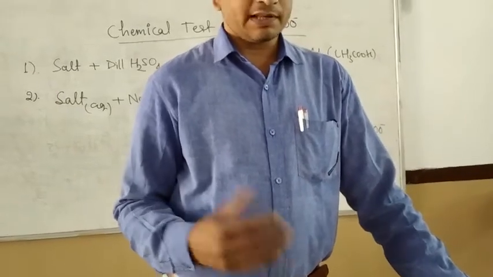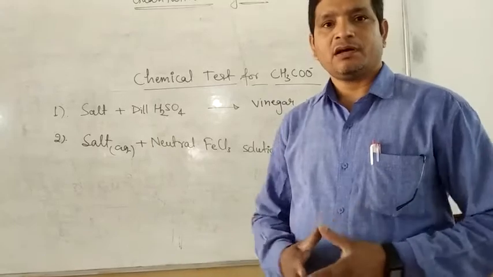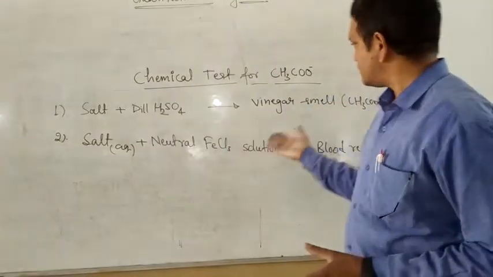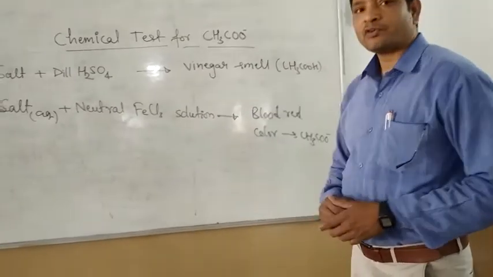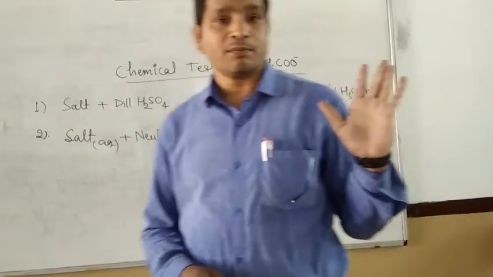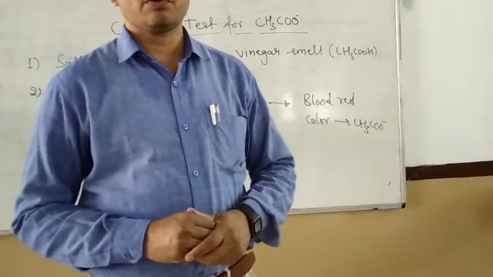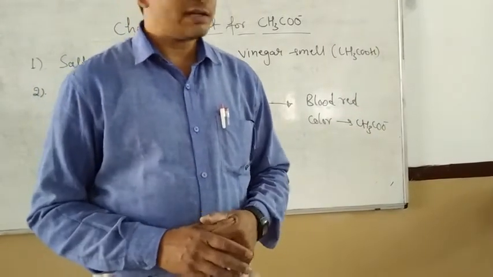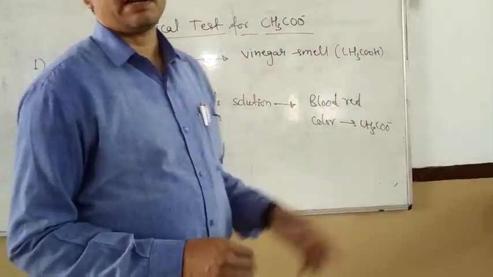Okay, so in the next video we will discuss the chemistry of all these experiments: what kind of product is formed, where the vinegar smell comes from, and what kind of compound is formed, the blood red compound. So in the next video we will discuss the chemistry of this experiment. Okay, so I hope you will be able to understand how to perform the chemical test for acetate ion. Thank you.